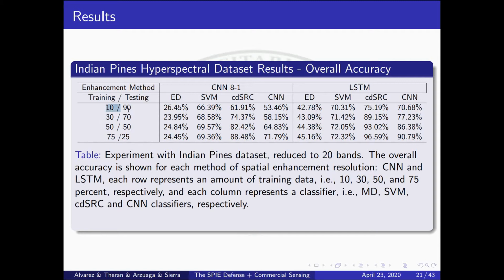If you take, for example, 10% of data for training, you can see that the long short-term memory has better classification results. For example, when they use the class-dependent sparse representation classifier, they pass from 60 to 75, 15 points more. When you use the CNN classifier, you pass from 53 to 70. And this behavior is consistent. If you increase the training data, you increase the classification accuracy.